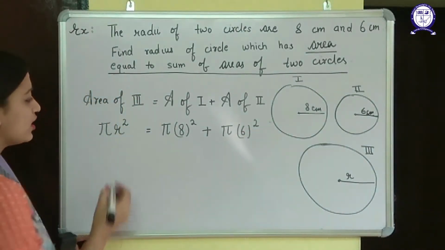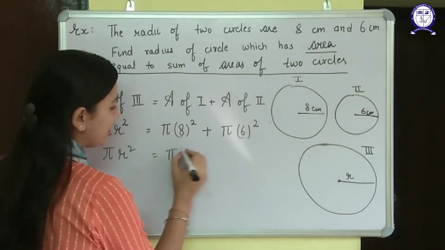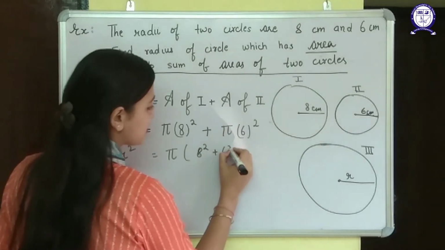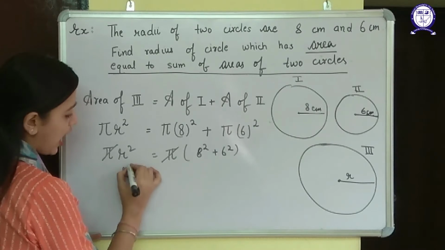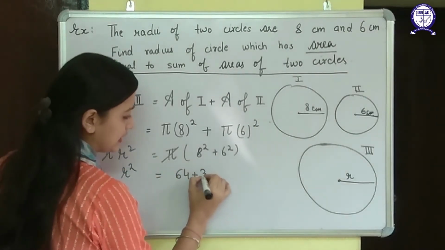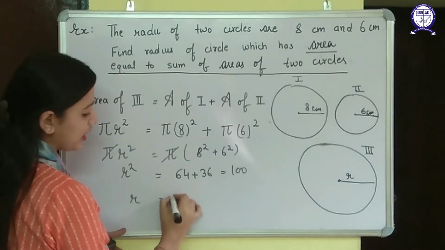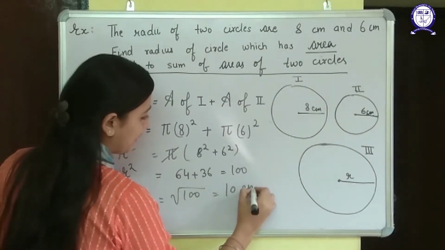Okay, this is the formula. Again I can take pi common from here. So pi times 8 square plus 6 square, and pi will be eliminated. So r square equals 64 plus 36, that is 100. So r will be under root 100, that is 10 centimeters.